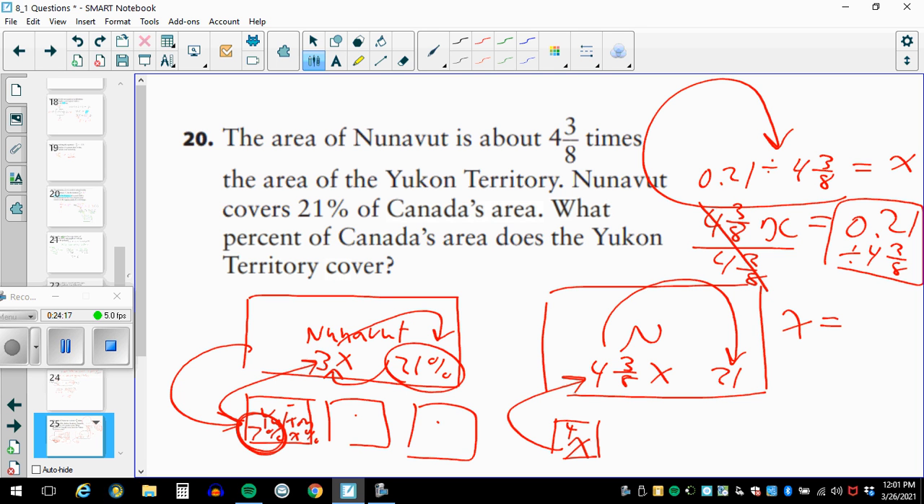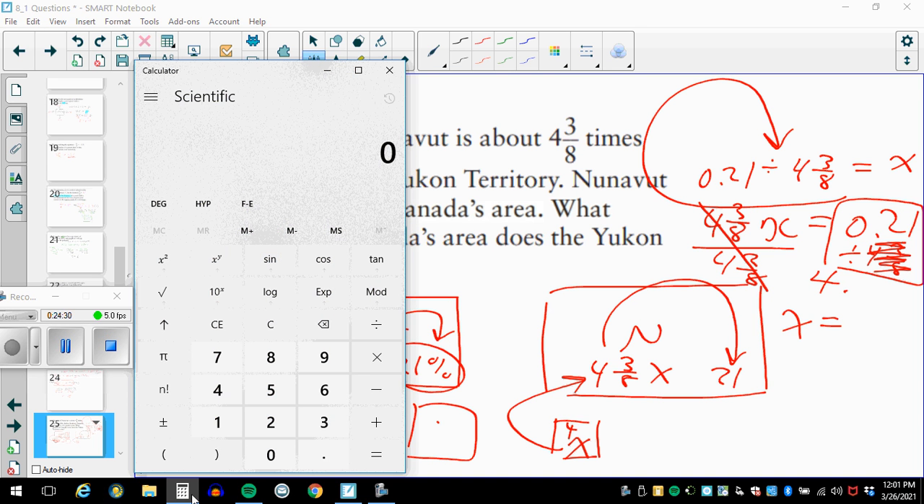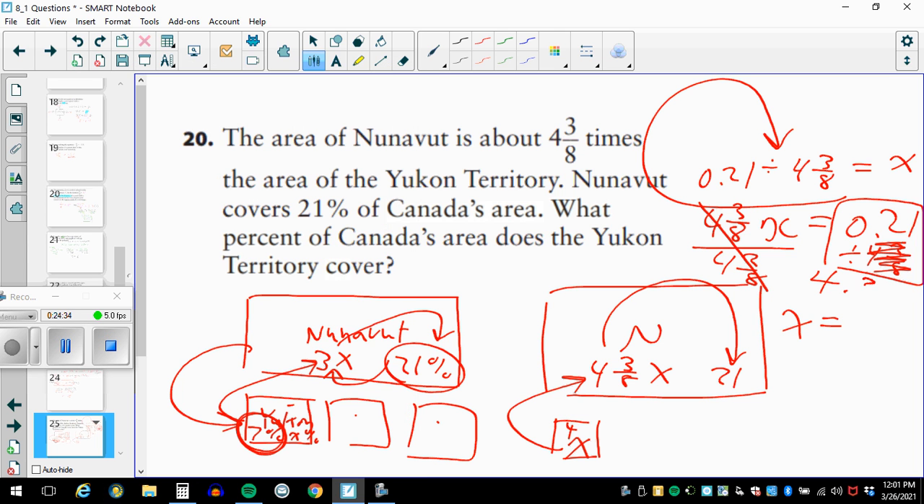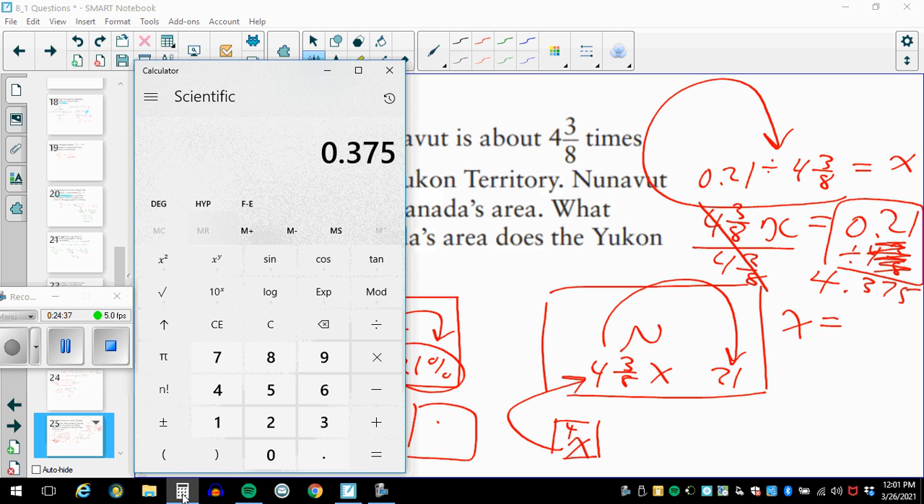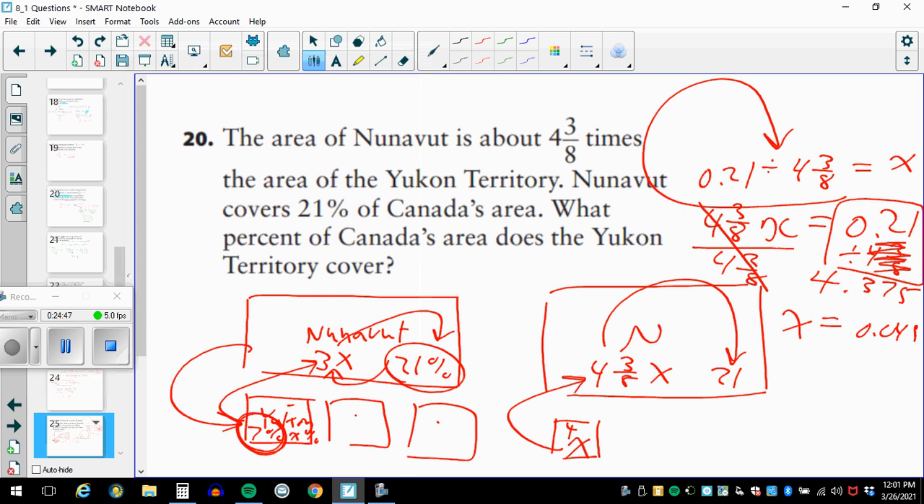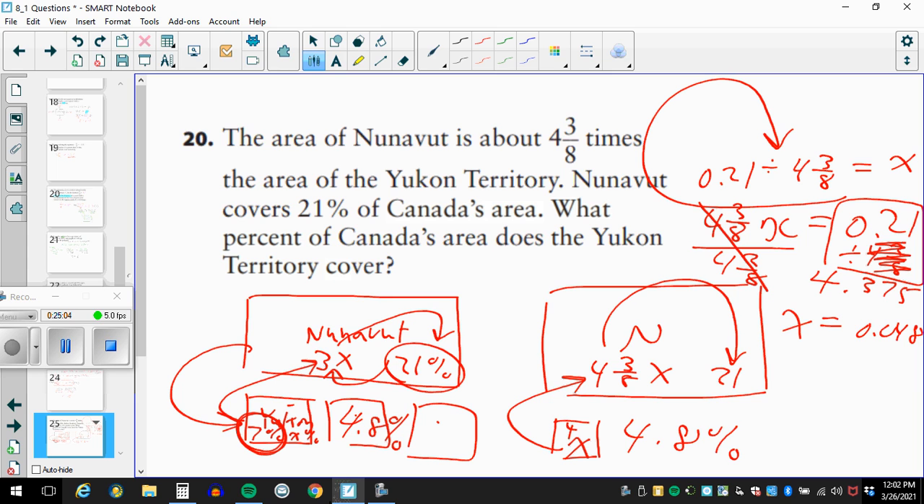So x is going to equal 0.21 divided by 4 3/8. I'm going to change 4 3/8 to a decimal. It's 4.375. I can get that by going 3 divided by 8, 0.375. So, complex question. 0.21 divided by 4.375 equals 0.048. Is this the right answer, by the way? Did I screw this up? So therefore, if I change that 0.048 back to a percent, the Yukon is 4.8% of Canada's total area.